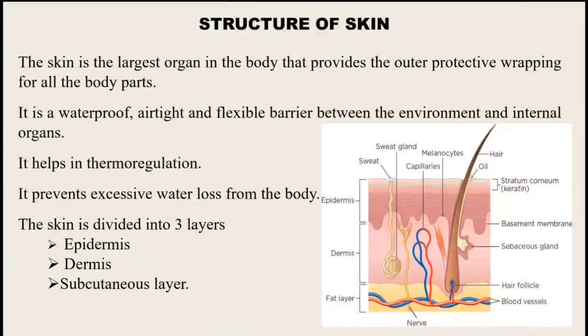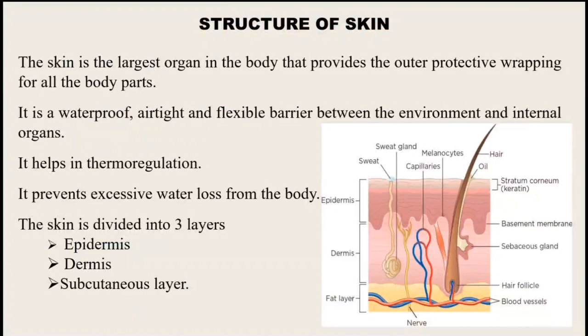First, I will discuss the structure of skin. Skin is the largest organ in the body that provides the outer protective wrapping for all the body parts. It is a waterproof, airtight and flexible barrier between the environment and internal organs. It helps in thermoregulation and maintains the temperature of the body. It prevents excessive water loss from the body. The skin is divided into three layers: first, epidermis; second, dermis; and third, the subcutaneous fat layer.